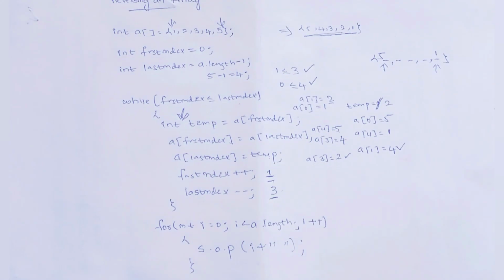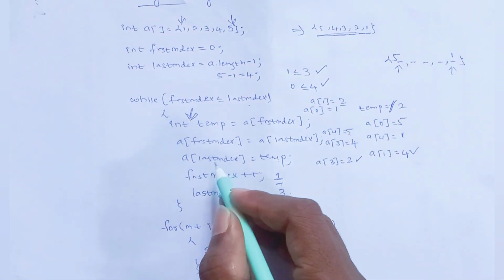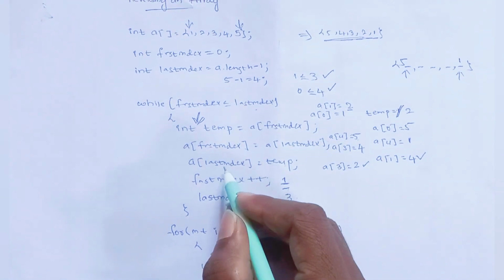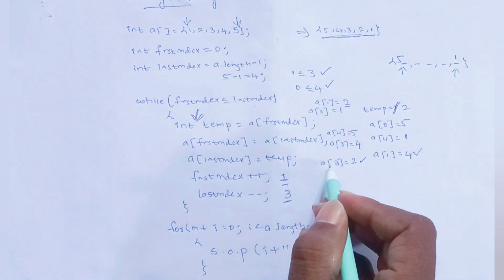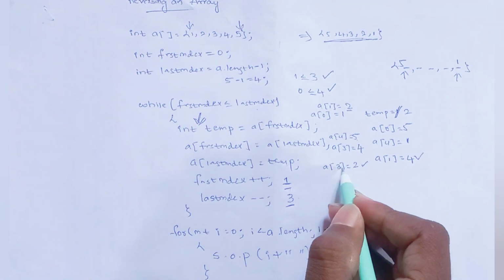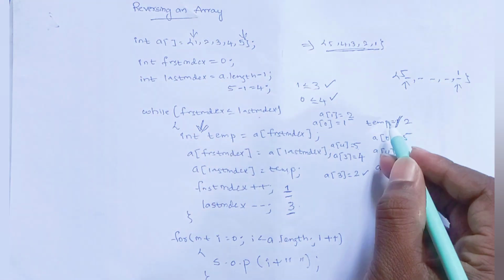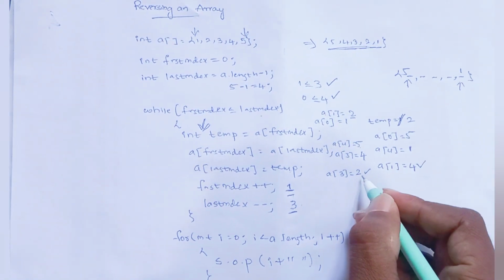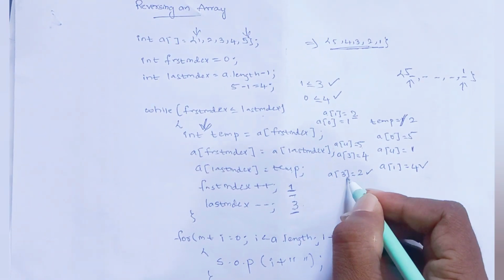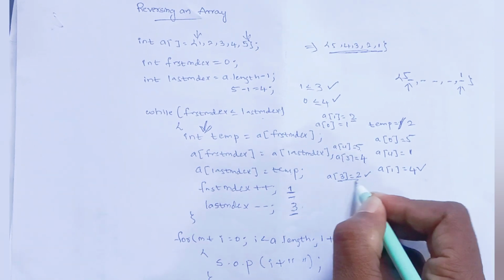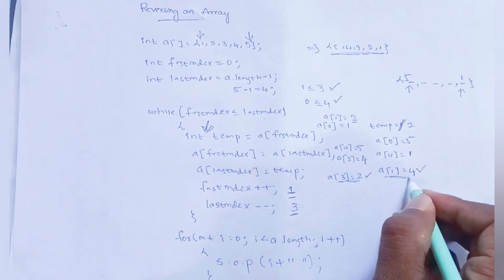And A of last index equals temp. The last index updated value is 3. So A of last index, that is A of 3, is equal to temp. The temp updated value is 2. So 2 will be stored into the A of 3. So A of 3 equals 2 and A of 1 equals 4.